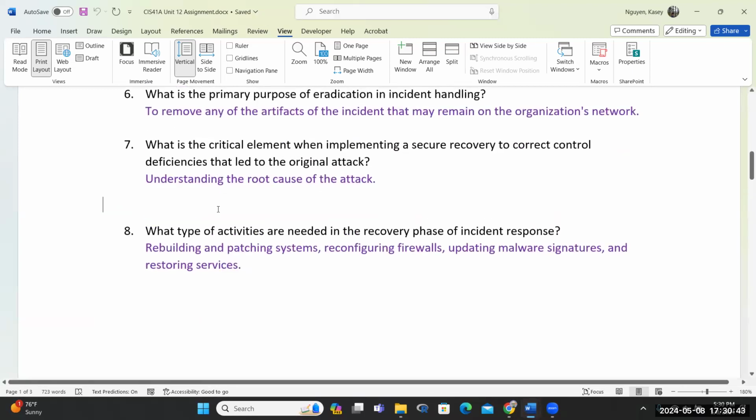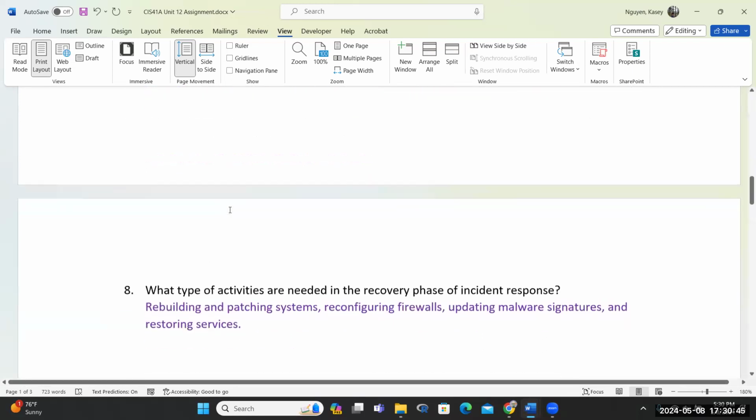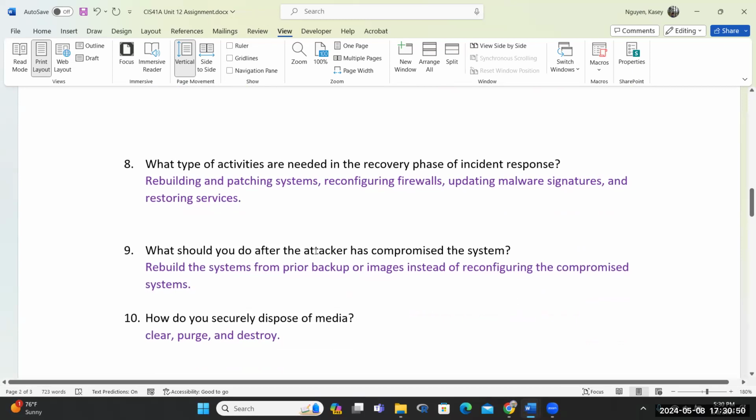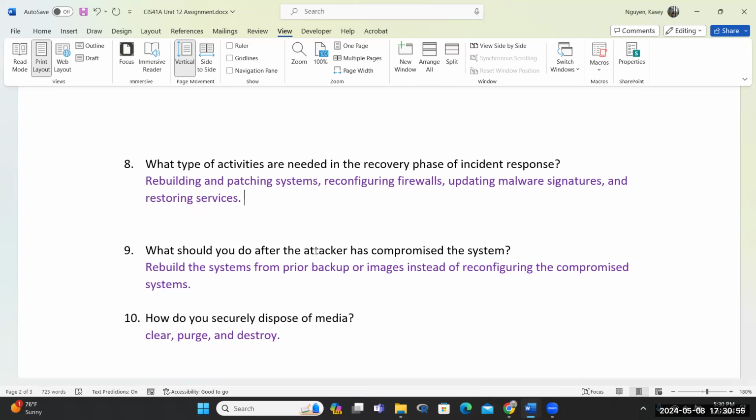So let me move this down a little. So for 9, it says, what should you do after the attacker has compromised the system? You need to rebuild the system from your prior backup. And I think most of you have taken CIS27 with me or CIS25 with me, but if you haven't, we talked about how we always perform a full backup to start. And then you can do an incremental or differential backup.